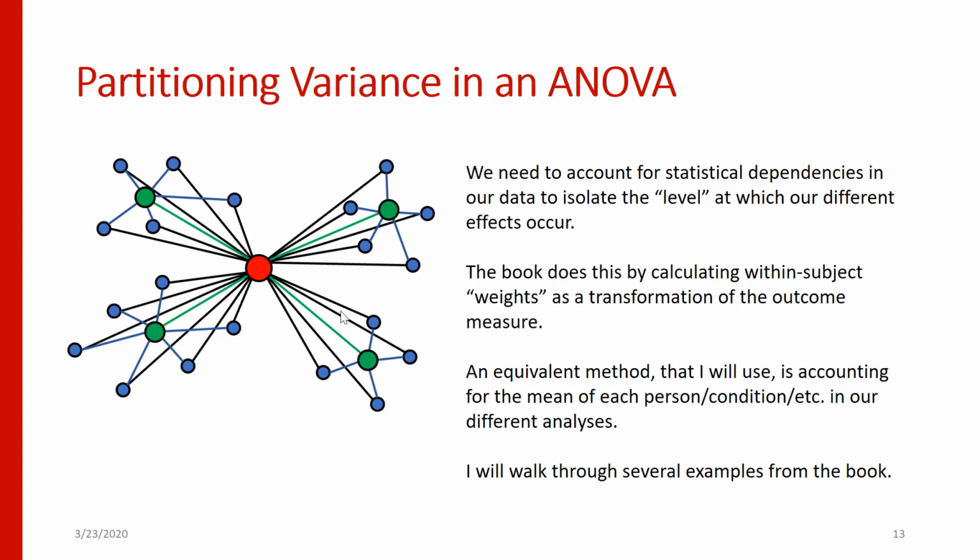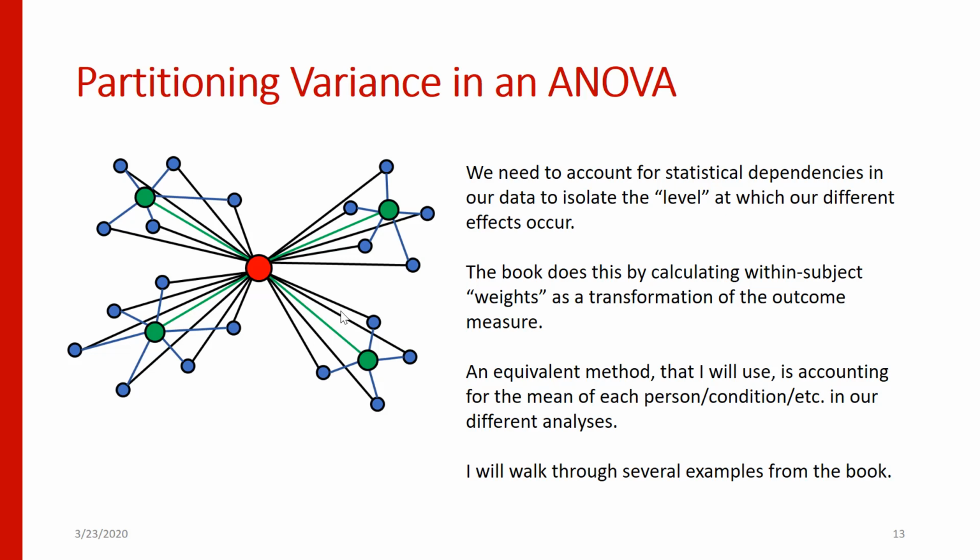So now the book shows us a way of doing this by calculating within subject weights as a transformation of the outcome measure. So they show you how to calculate these W weights that give us basically a new outcome. And we might have weights that represent the within subject average, the within subject difference, or the within subject quadratic effect. And essentially those weights take on values very similar to contrast-coded predictors that we've dealt with before.